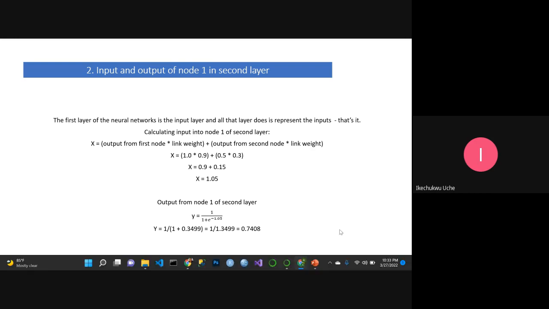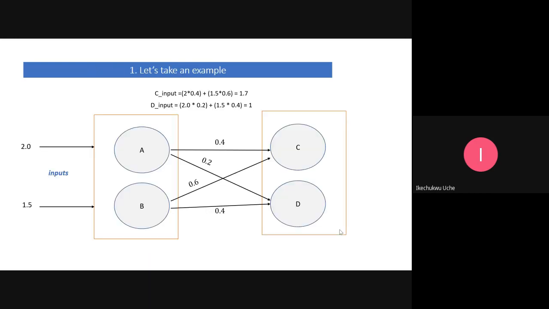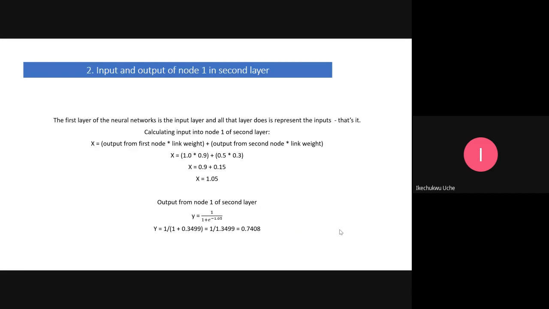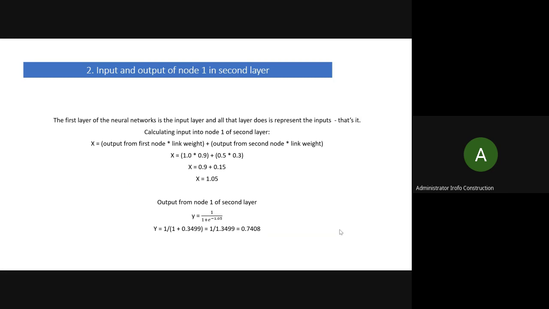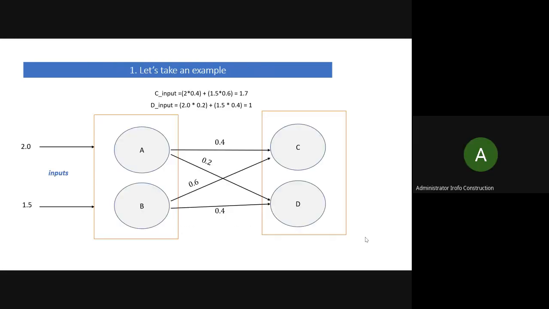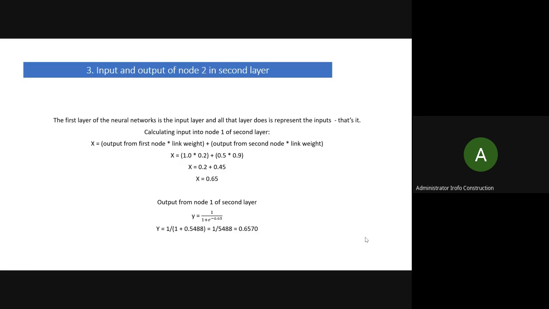Can you go to the previous page? So you got 1.7 and 1. So how did you get 0.9 and 0.5? Yeah, this calculation is a bit different from what was displayed there. I think I was using different values for it.